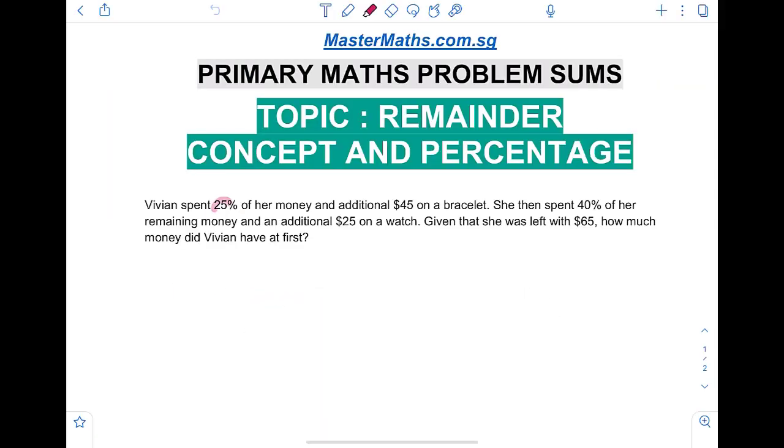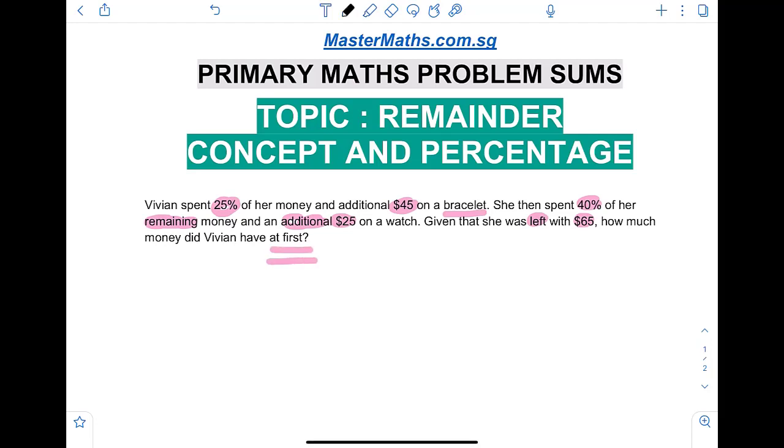Vivian spent 25% of her money and an additional $45 on a bracelet. She then spent 40% of her remaining money and an additional $25 on a watch. Given that she was left with $65, how much money did Vivian have at first?